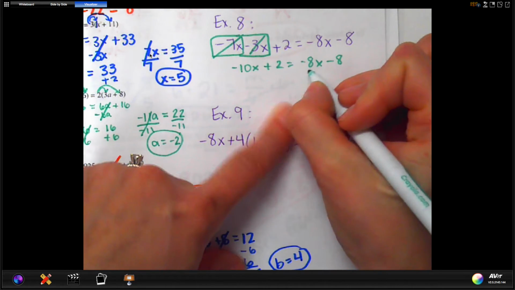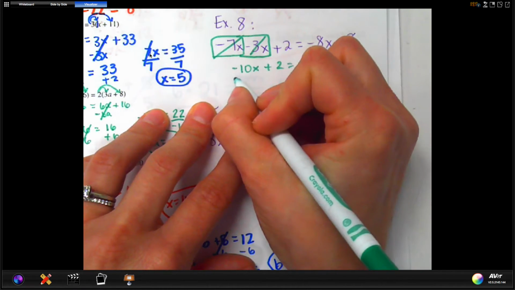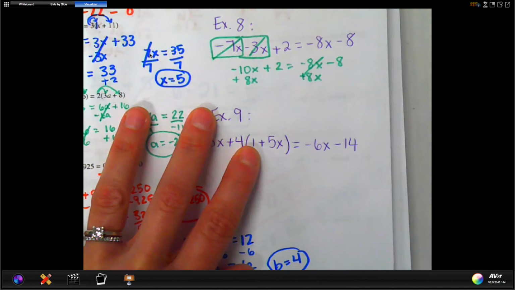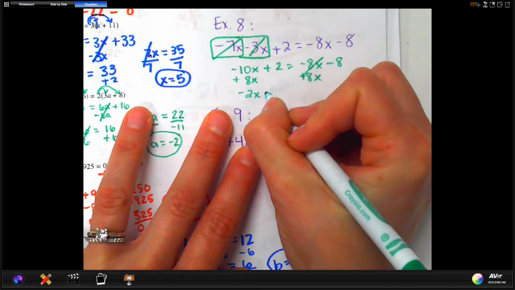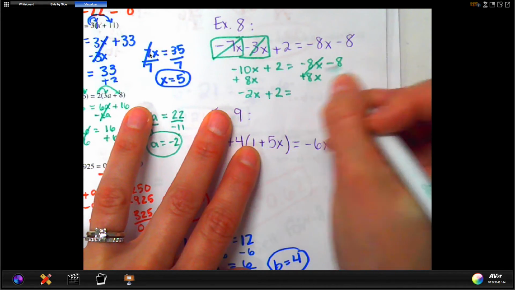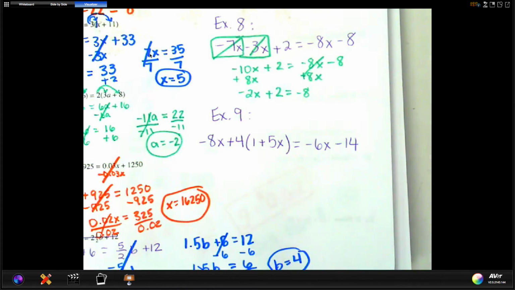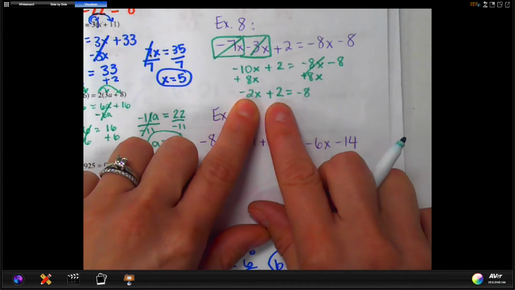So the opposite of negative 8x would be to add it. And so we're going to add it over here to the 10x. So negative 10 plus 8 is going to give me negative 2x. Bring down our plus 2 equals, and now this minus sign becomes a negative on the 8. And now we're back to a 2-step equation where negative 8 is safe, and we have to get out this negative 2 and this positive 2.